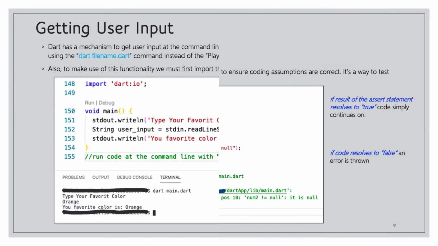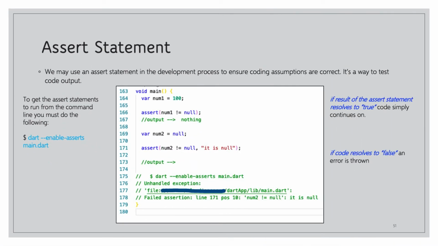Pretty simple. If you go up to dart.dev and look at some of the code examples, you will see that they love to use the assert statement. So let's dig in. We can use an assert statement in our development process to ensure coding assumptions are correct. So it's a way to test. To get our assert statements to run from the command line, you must do the following. Instead of just dart and then the name of the file .dart, it has to be dart --enable-asserts and then the name of the file.